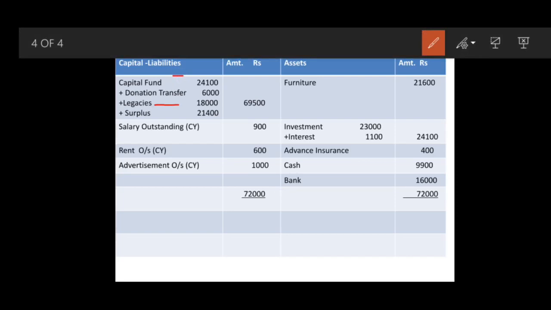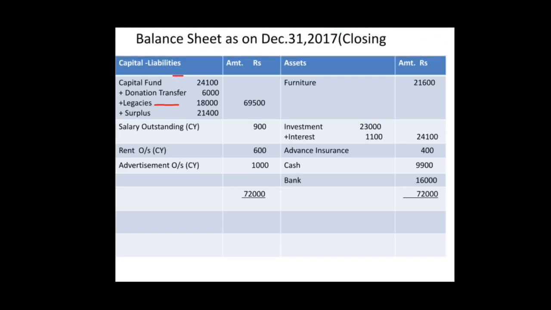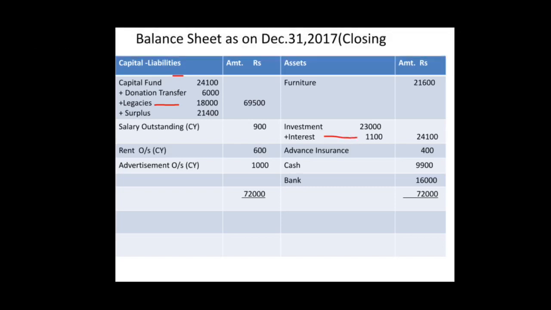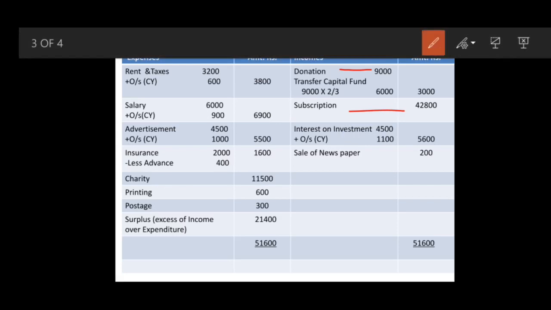Then interest on investment 4,500. So come to your income and expenditure, income side, interest on investment in the inner column 4,500. Then sale of old newspaper, so again it's an income only, so sale of old newspaper 200.